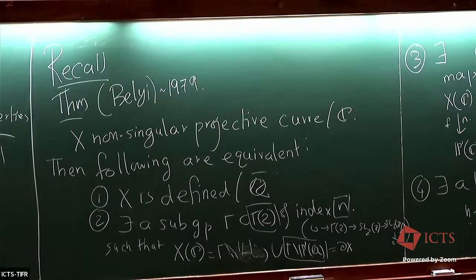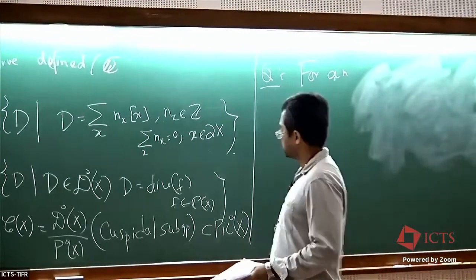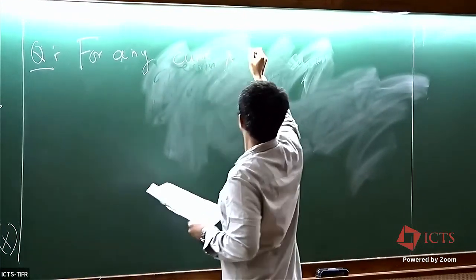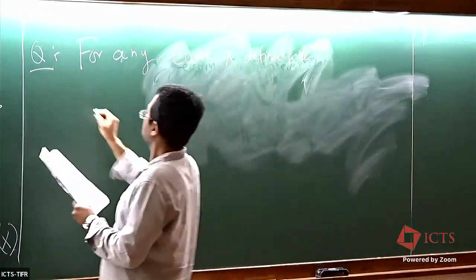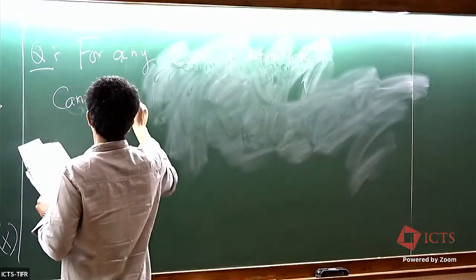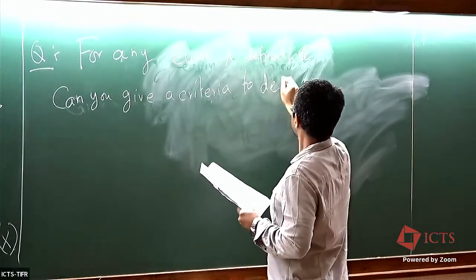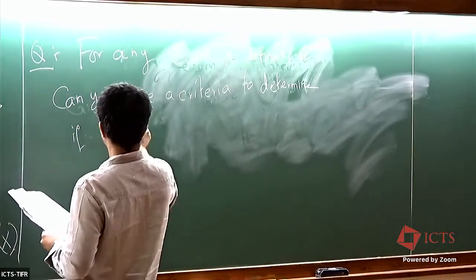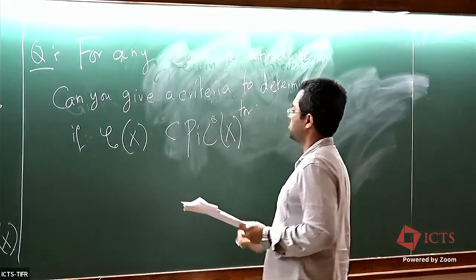And of course, you can recognize this. This is a subgroup of Pic naught of X. Of course, if you take this X to be something of X, you will land inside Pic naught of X. So the question is, for any curve X defined over Q bar, can you give a criteria to determine if P of X contained in Pic naught of X torsion points of the Pic naught.